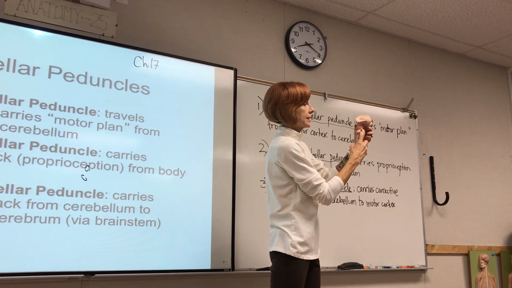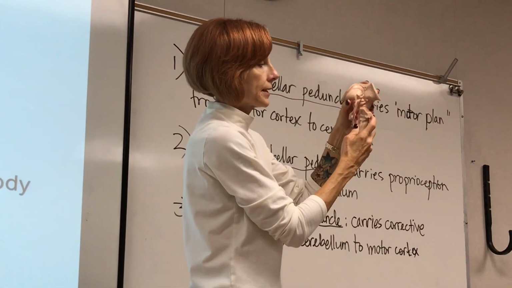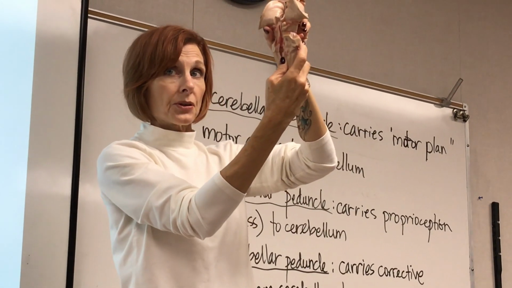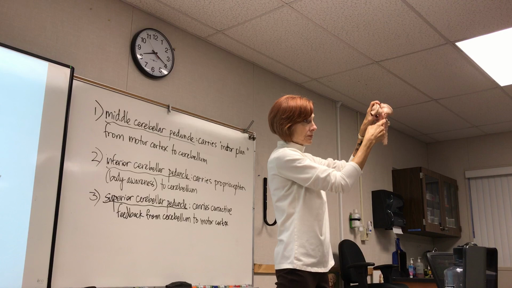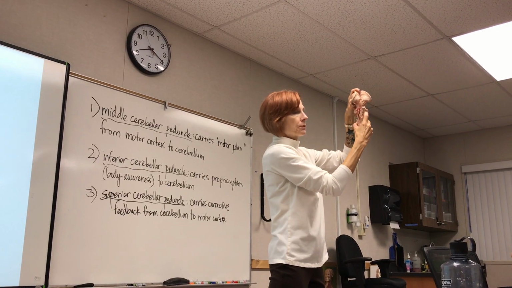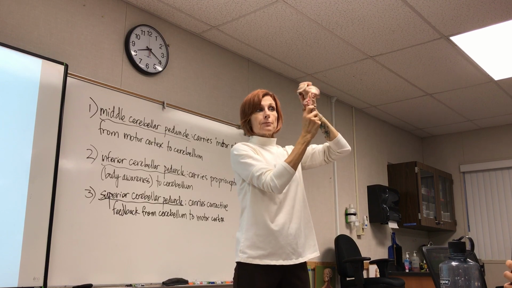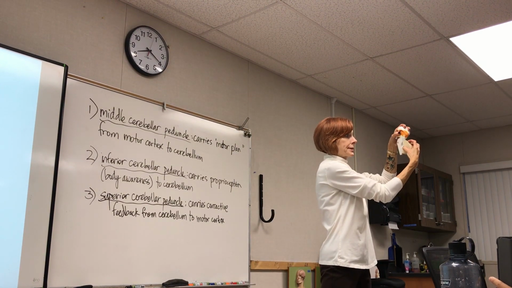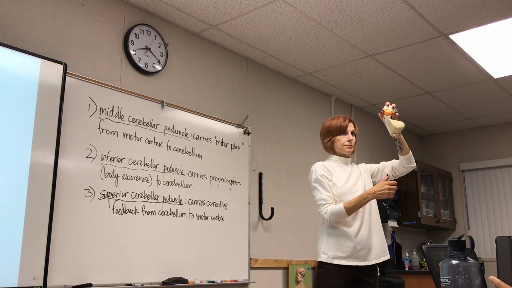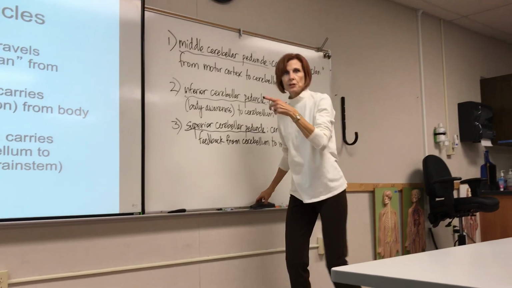This one that's sticking out laterally here, you can see it has this connection to the pons. That is the middle cerebellar peduncle. This one that's more superior is the superior, and then this one here would be the inferior cerebellar peduncle. So you can see them on this model. You cannot see them here because the cerebellum's in the way. Okay, questions?